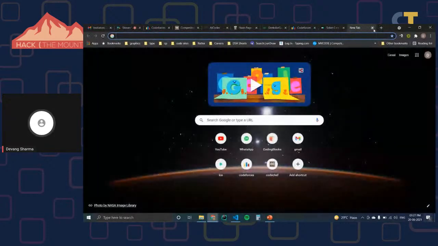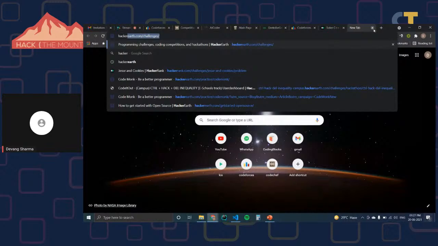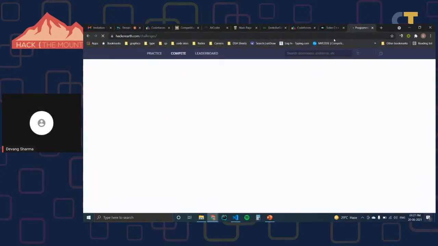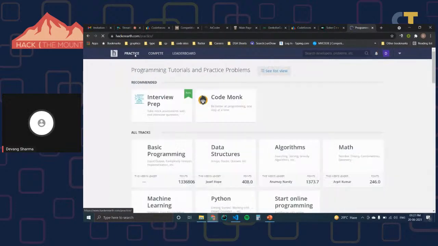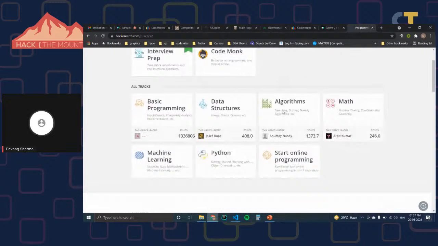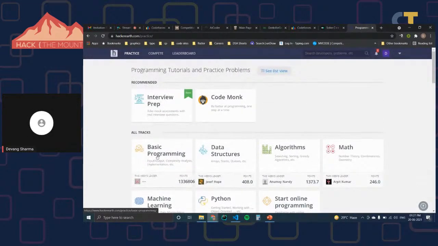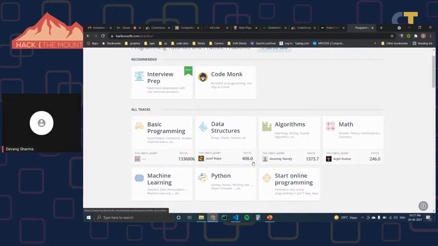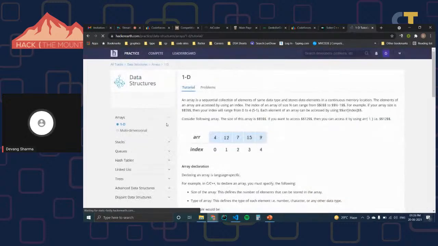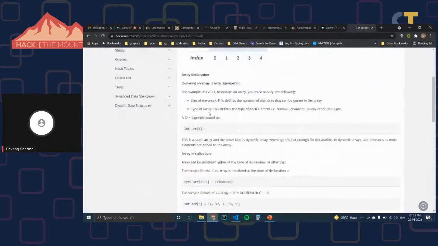Now see one other coding site, that is HackerEarth. HackerEarth is nowadays used a lot on hiring platforms. When you visit hackerearth.com, you can move ahead to the practice section, and there are a lot of problems there as well, same as HackerRank. There are basic programming, data structures, algorithms, math, online programming, and a lot of stuff. You can simply head on to any of the sections. Suppose I want to learn data structures, so I click on data structures. The best part is they will explain a lot of theory.